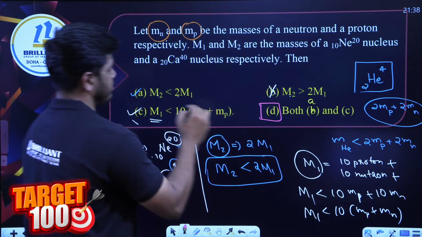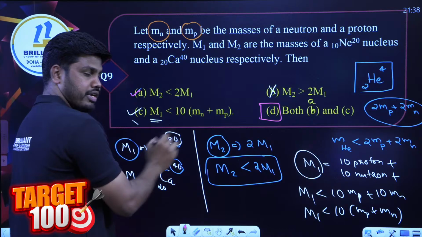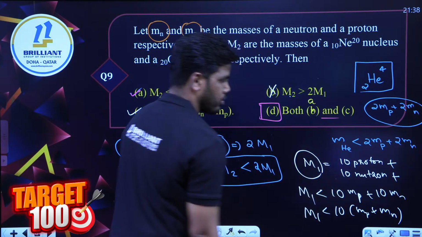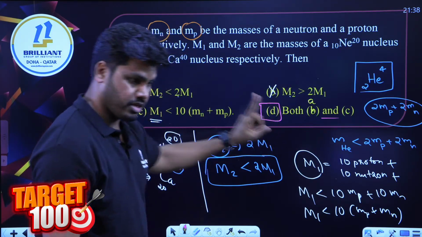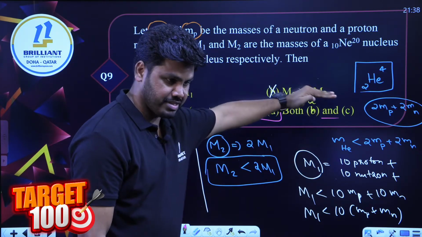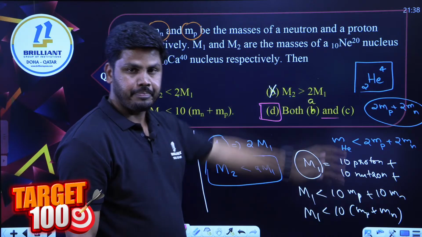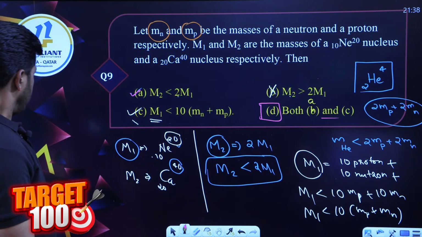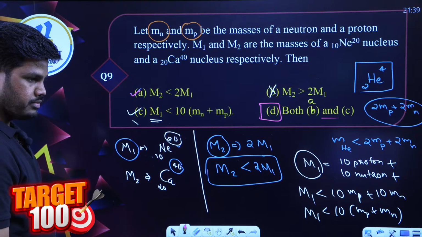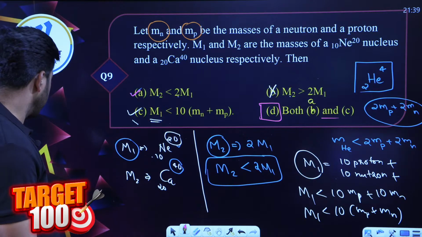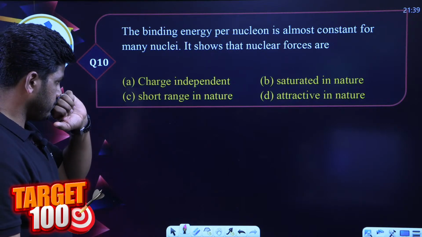Yes, so don't just mark one single answer and keep going. If you have both A and B or both A and C options like that, cross check the other options also. There may be combinations correct like this. Okay, question number 9, option D. Yes, 10th one.